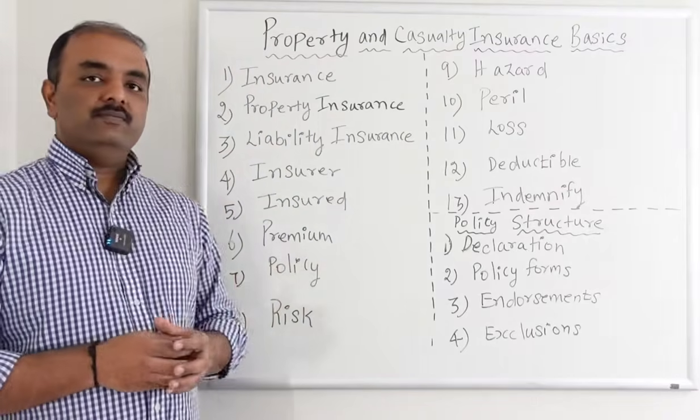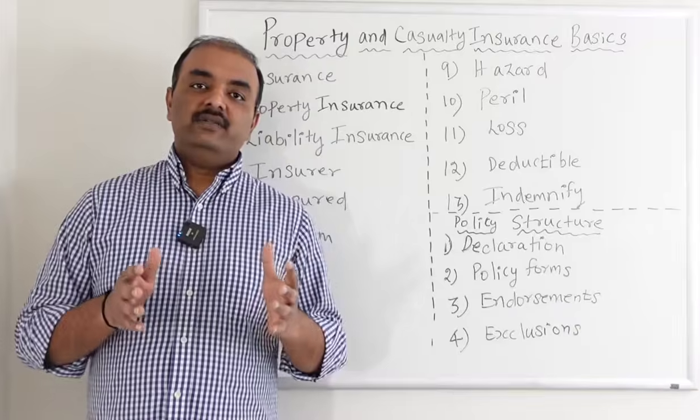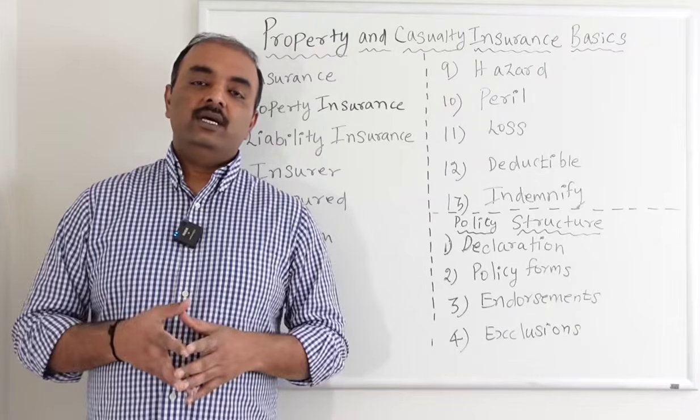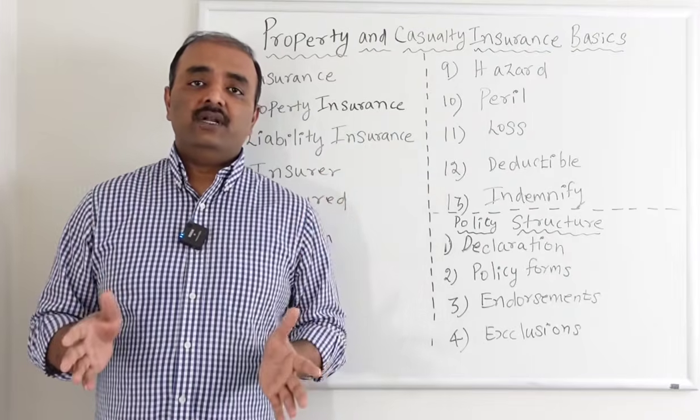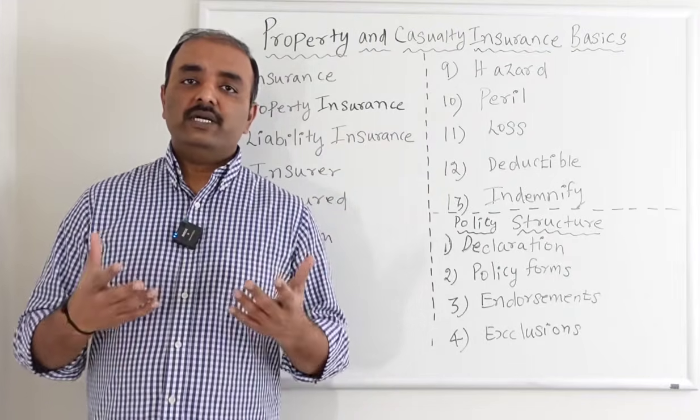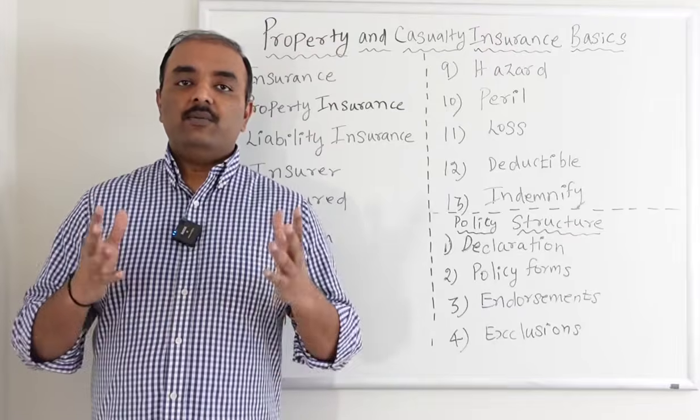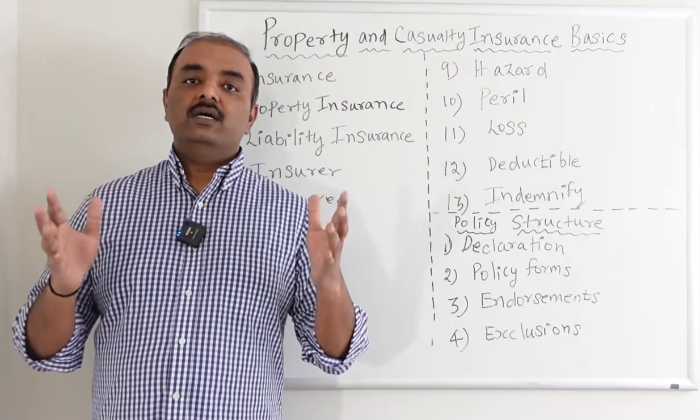What is a policy? It's a legal contract between you and the insurance company. The contract will list everything: the overall coverage amount, what is excluded, what is included. So basically a policy will tell you the A to Z of the coverages.